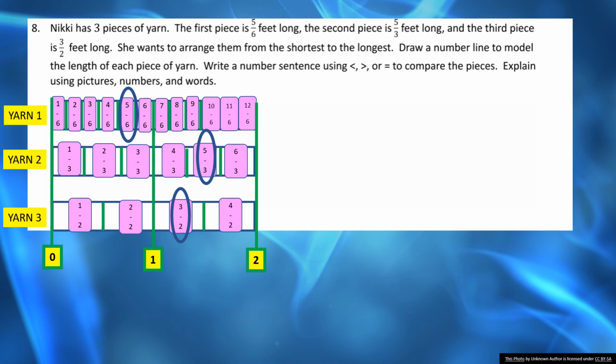Okay, now we are moving on to make our list because we were supposed to also list these models of these pieces of yarn from shortest to longest. All right, so which fraction is closest to 0? I'm going to write list from shortest to longest. Which fraction is closest to 0? Look at the ones you circled. If you said 5/6, then you're absolutely correct. So 5/6 should be the very first fraction in your list from shortest to longest.